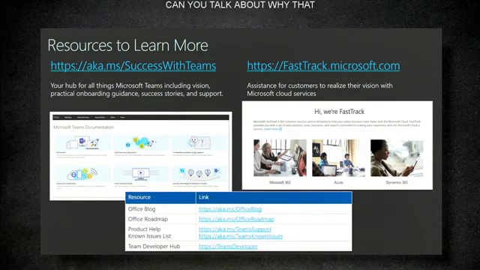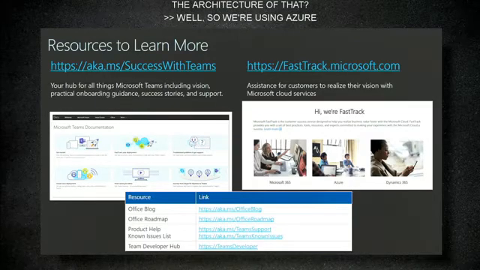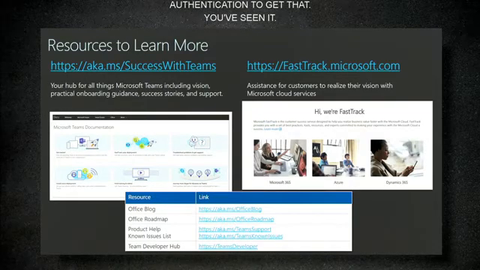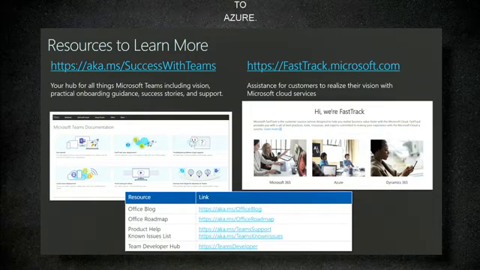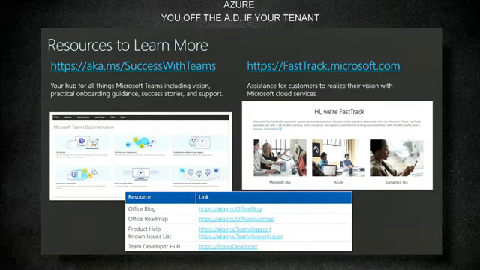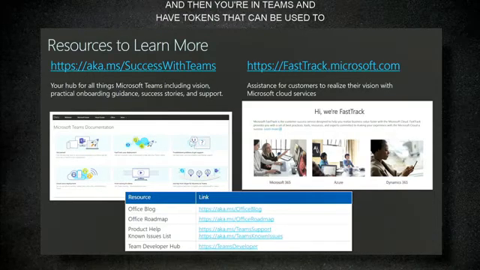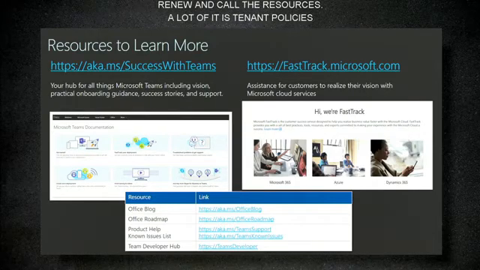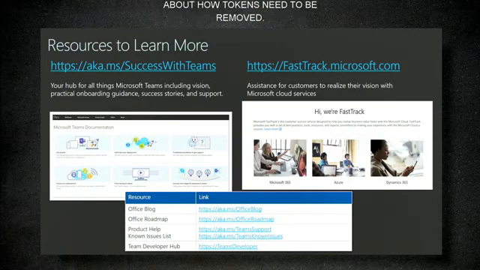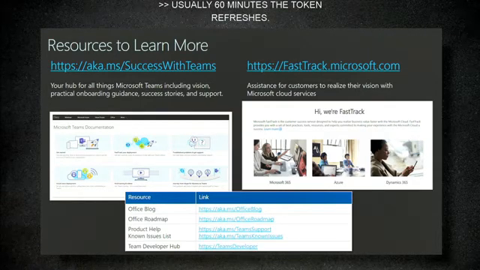Well, so we're using standard Azure authentication to go get that. You've seen it. You log off and go, and you get sent off to Azure. You auth to AAD, and if your tenant has any policies like two-factor, those get applied, and then you're in Teams, and now you have tokens that can be used to renew and to call into the resources. So a lot of that has to do with tenant policies about when tokens have to be renewed. By default, I think it's 60 minutes before a token refreshes. Yep. But people can have different settings. I know for a while we were at a day internally. So I think that's something we could talk about after, but a lot of that has to do with how the tenant is set up.